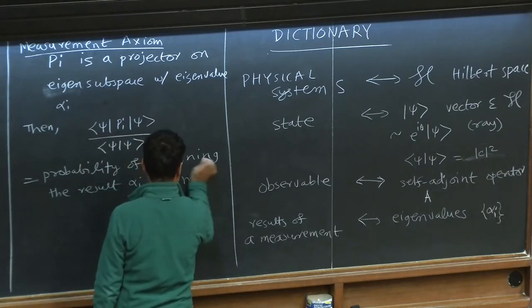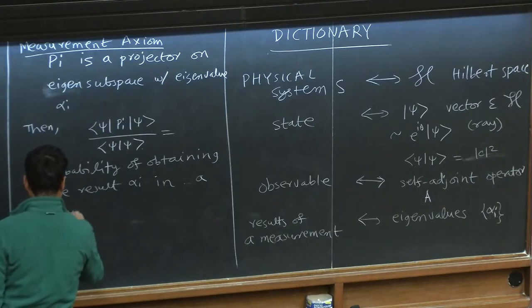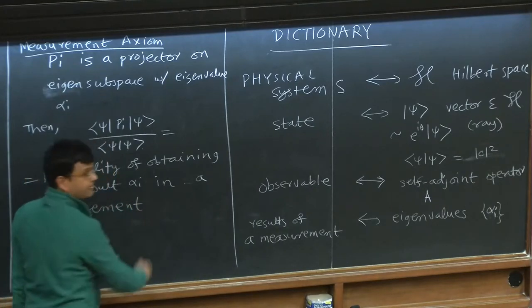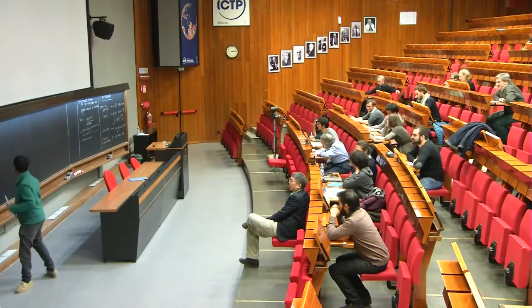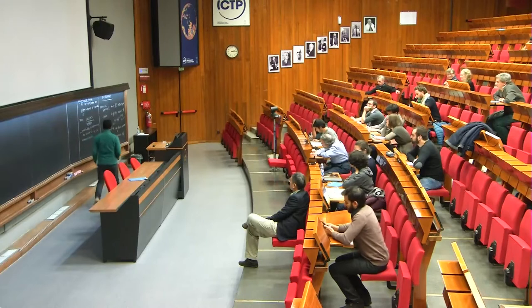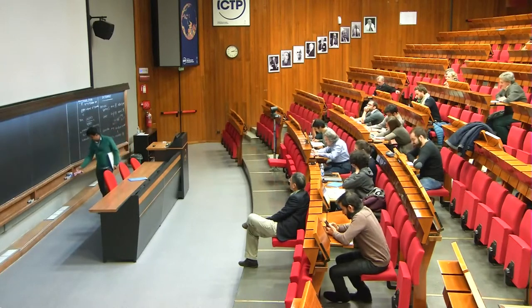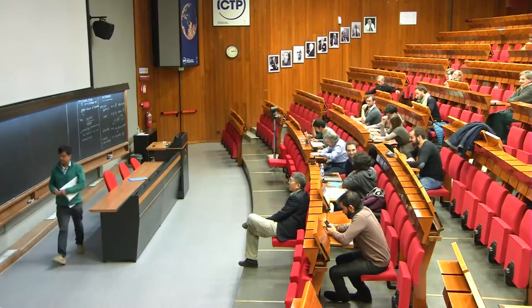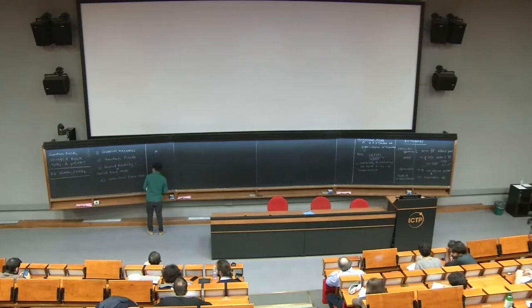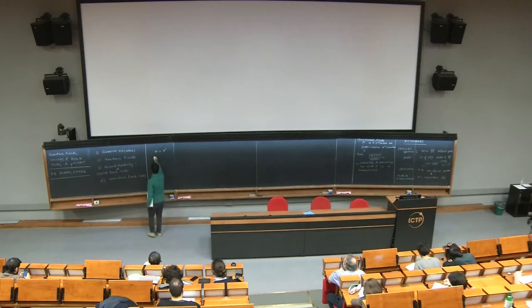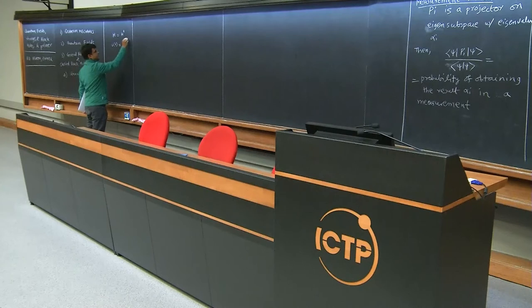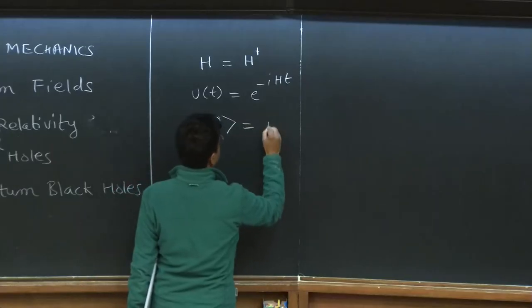Okay, very good. And then we discussed a very simple system, which is the harmonic oscillator. Another concept was the Hamiltonian, which was a self-adjoint operator responsible for the time evolution. So the time evolution of the state was given by unitary evolution.